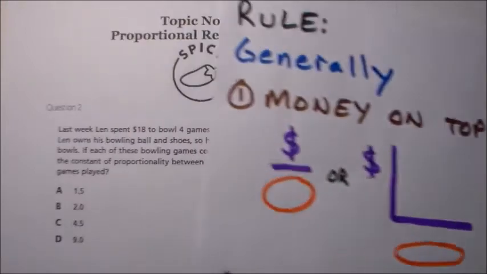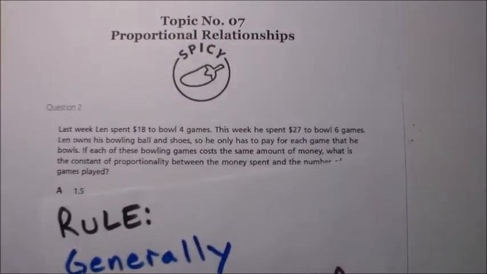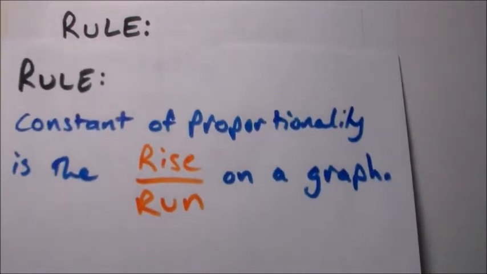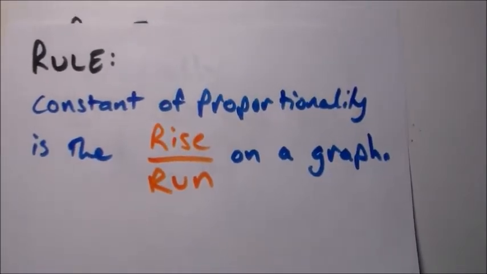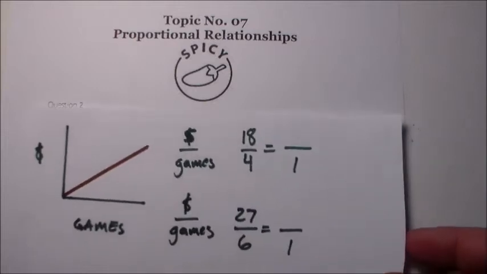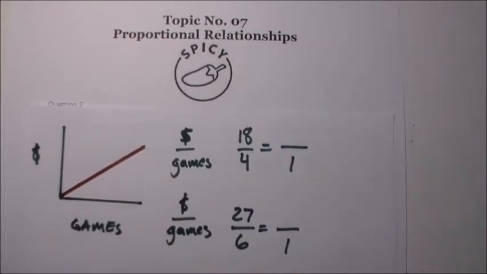So that's your general rule. So okay, here I put these rules together. You have money on top and you have constant of proportionality is rise over run. Well, then I'm going to conceive of this question as dollars per games, right? And I'm going to find out my rise over run or my constant of proportionality with dollars per games. I'm going to have dollars on the top or dollars on the y-axis, like we talked about.